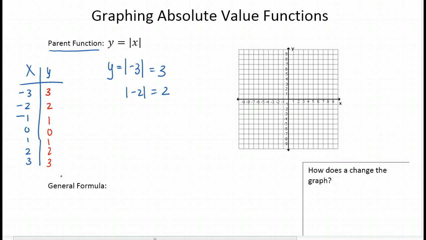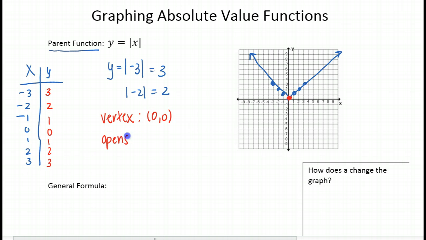Then to see what the graph looks like, we just need to plot the points. So I've got negative 3, 3, negative 2, 2, negative 1, 1, 0, 0. And I've got 1, 1, 2, 2, and 3, 3. And I can graph the two different parts. So it is true that an absolute value function will always look like a v. But there are different things we want to notice. Well, in this one, we'll note that our vertex right here is at 0, 0.